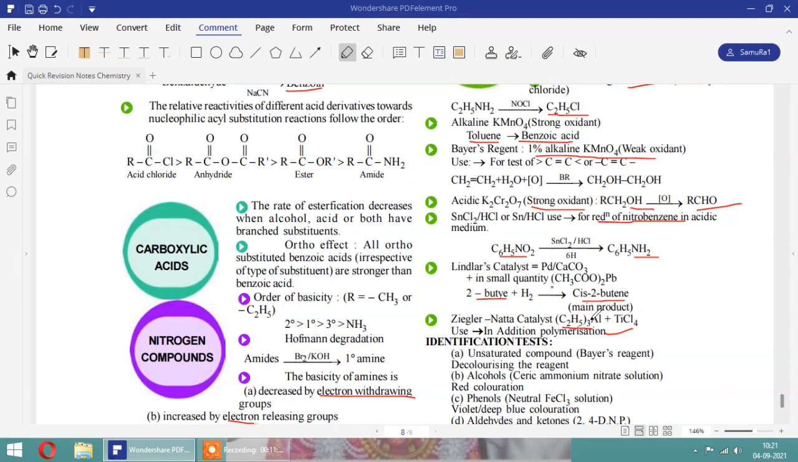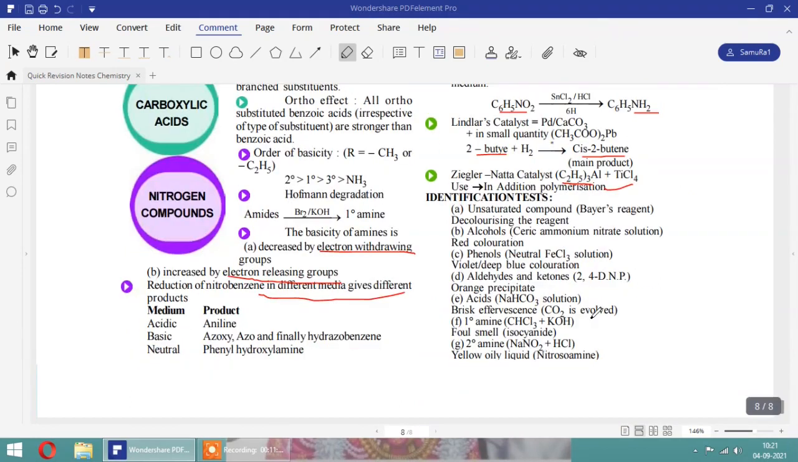Identification tests. Unsaturated compound: Baeyer's reagent, decolorizing the reagent. Alcohols: ceric ammonium nitrate solution, red coloration. Phenol: neutral ferric chloride solution, you will get violet color or deep blue color. Aldehydes and ketones: 2,4-dinitrophenylhydrazine, you will get an orange colored precipitate. Acids: sodium bicarbonate solution, brisk effervescence, carbon dioxide is evolved.